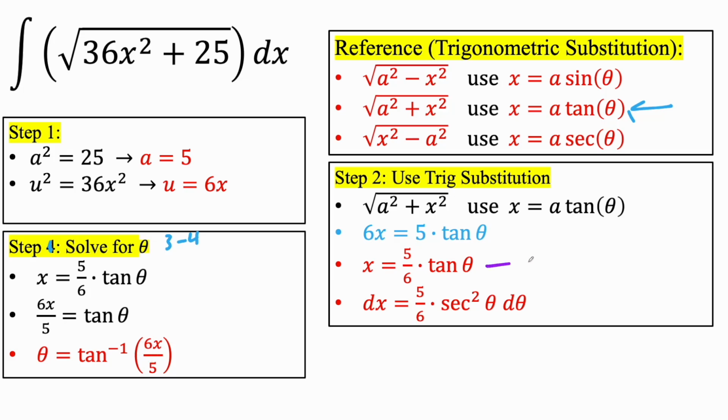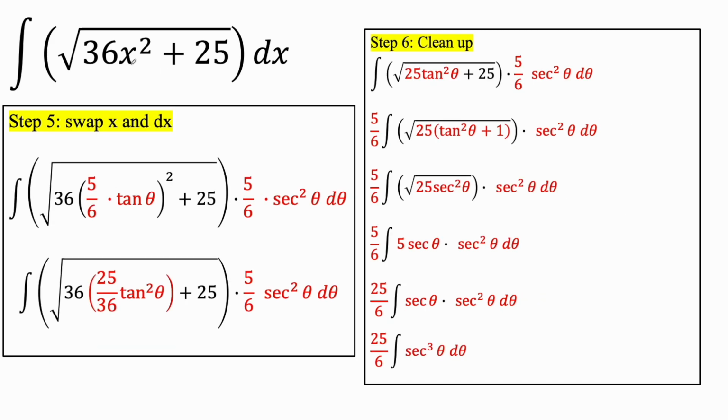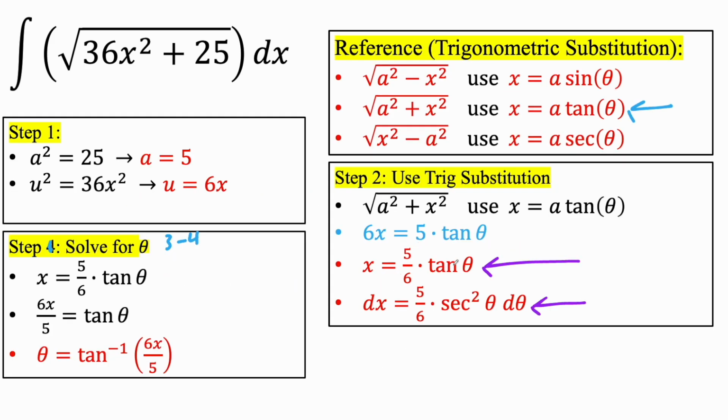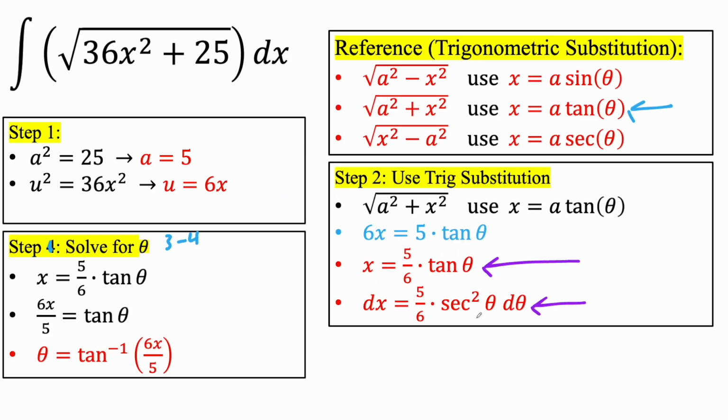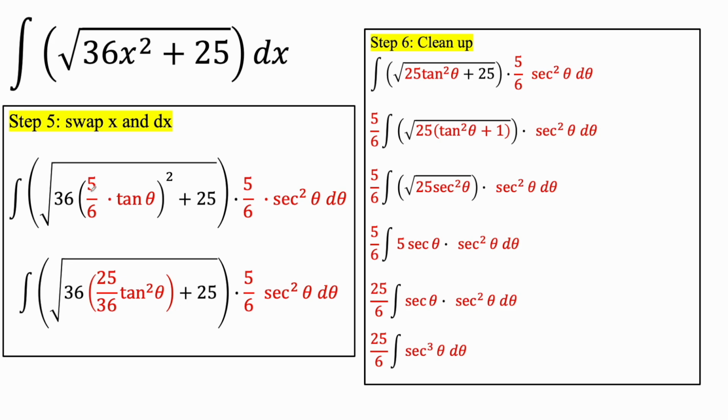Next, we're going to swap x with this, and we're also going to use our dx part. So this x right here, I replaced it with x right here. This dx, I replaced with this piece right here. So we're going to square. 5 squared is 25, 6 squared is 36, tan squared theta. And then we're going to clean up a little bit. So 36 divided by 36, they cancel out. And that's why we have this piece right here.